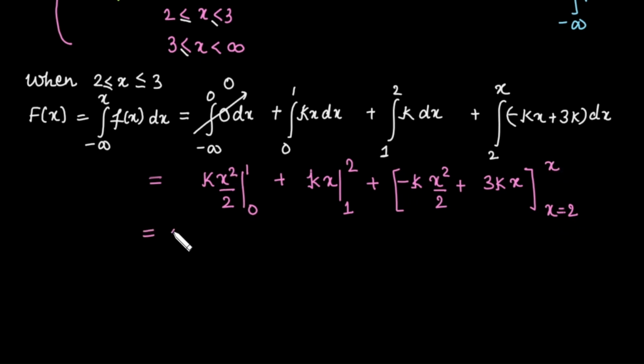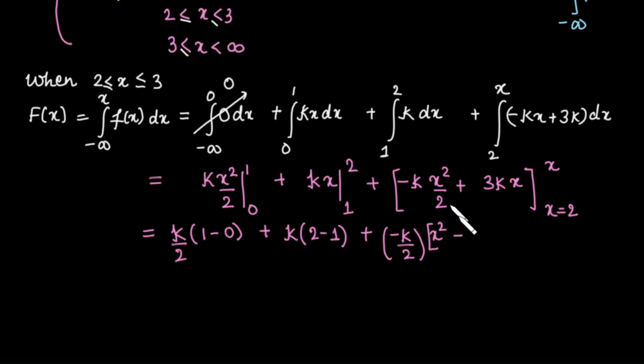This is equal to k by 2 as a constant. At upper limit, it is 1 square, 1 minus 0 square, that is 0, plus here k is a constant outside, 2 minus 1, plus in this case minus k by 2 is a constant. At upper limit, it is x square. At lower limit, that is 2 square, 4, plus 3k is constant. At upper limit it is x, at lower limit 2.